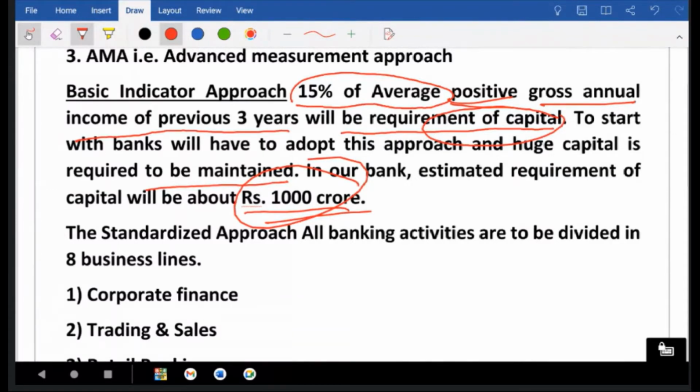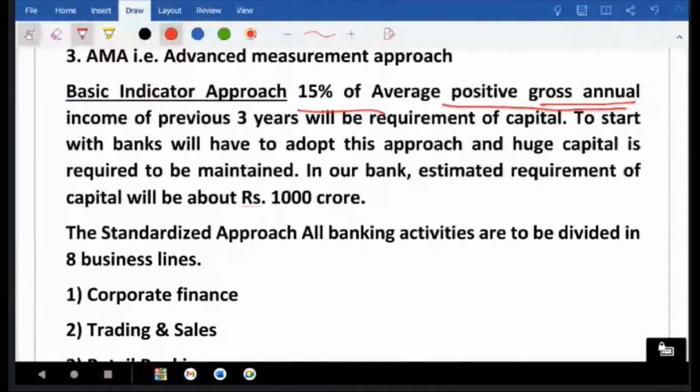Very easy. What is the keyword here? 15% means what you have to remember here. I am just insisting: 15% of average positive gross annual income, meaning only profit, over 3 years. And in our country, the estimated requirement of capital will be about 1,000 crore rupees. Okay, that is only for operational risk. There are many other risks also, with different approaches. So this is the basic indicator approach.